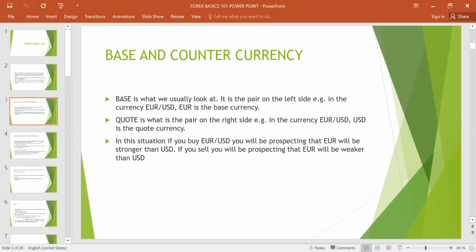Euro is the base. So in this situation, if you buy Euro USD, you'll be projecting that Euro will be stronger than USD. So when you buy, it's the base currency that we look at. The base currency is the one on the left side. So when we are buying Euro USD, we are looking at Euro. So we are saying that Euro will be stronger than the USD.